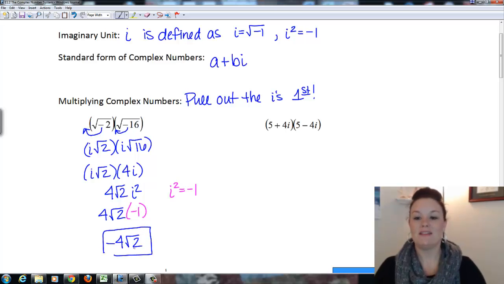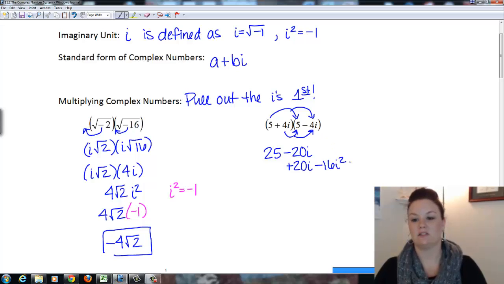Okay. On the next one, when I distribute, it's just normal FOIL or distribution property. The only difference is if I end up with an i squared, I have to remember to plug in -1 for it. So I'm going to go ahead and FOIL. 5 times 5 gives me 25. 5 times -4i gives me -20i. Then I'm going to distribute the positive 4i. Positive 4i times positive 5 gives me positive 20i. Positive 4i times -4i gives me -16i squared.